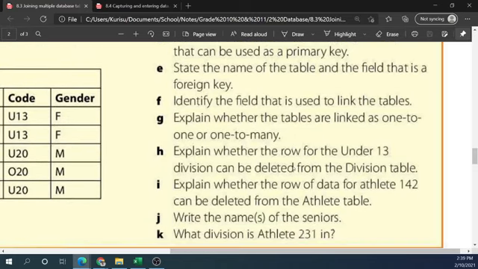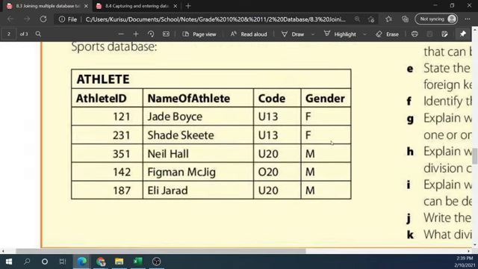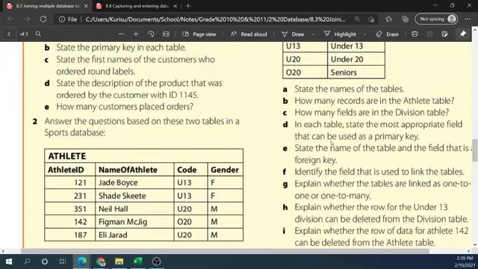So that was H. We're now at I. Titina, explain whether the row of data for athlete 142 can be deleted from the athlete table. Can we delete 142? No, sir, because it is linked. Sir, no, it won't. You cannot delete it because it is linked to the division table.